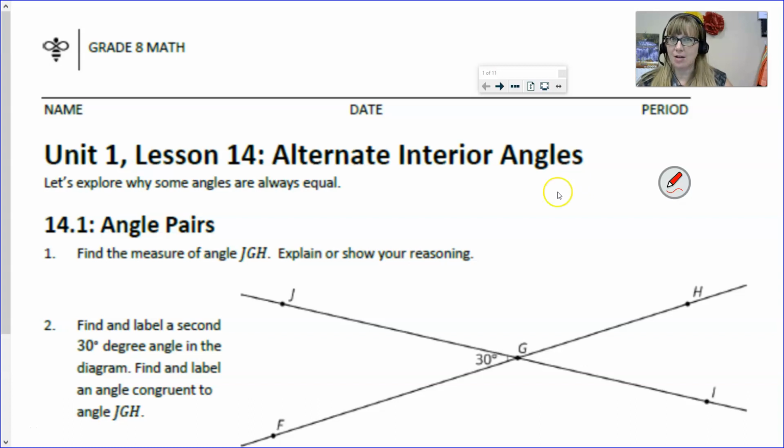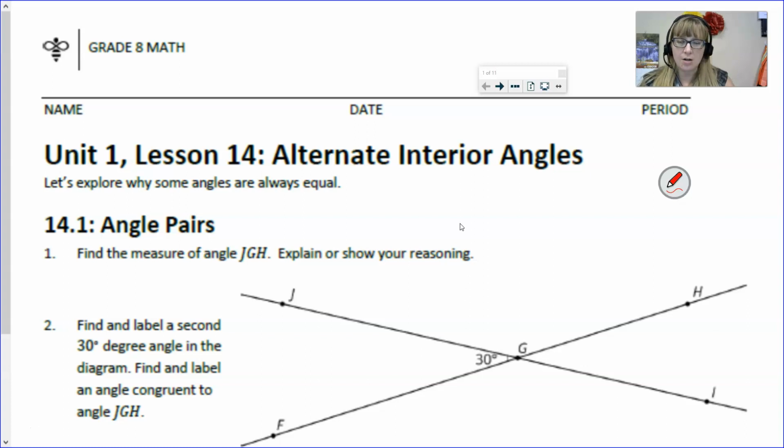Yes, you heard that right. Although we finished Lesson 15 previously, we are going back now to work on Lesson 14. Lesson 14 is called Alternate Interior Angles. However, I call it Cut by a Transversal because we're going to be exploring more than just alternate interior angles.